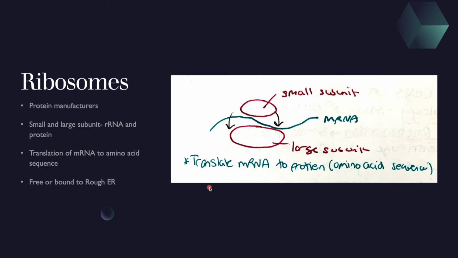Ribosomes can be free in the cytoplasm or bound to the endoplasmic reticulum. Proteins produced by free ribosomes usually have functions within the cell. Proteins produced by bound ribosomes most likely have functions either in the plasma membrane or outside the cell.